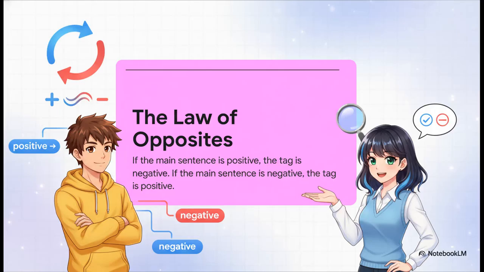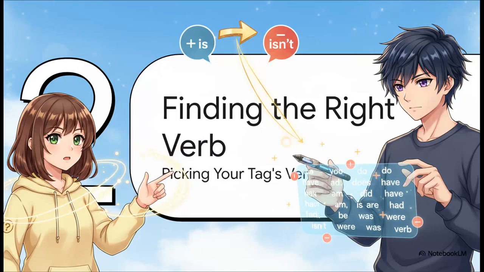So let's just lock this in. This is the one law you really need to remember. Positive statement, negative tag. Negative statement, positive tag. Honestly, if you can get this one rule down, you're already like halfway there. Okay, so we've got the positive-negative thing sorted out. But what about the actual verb? How do we choose the right one for the tag? That is the next piece of this puzzle.